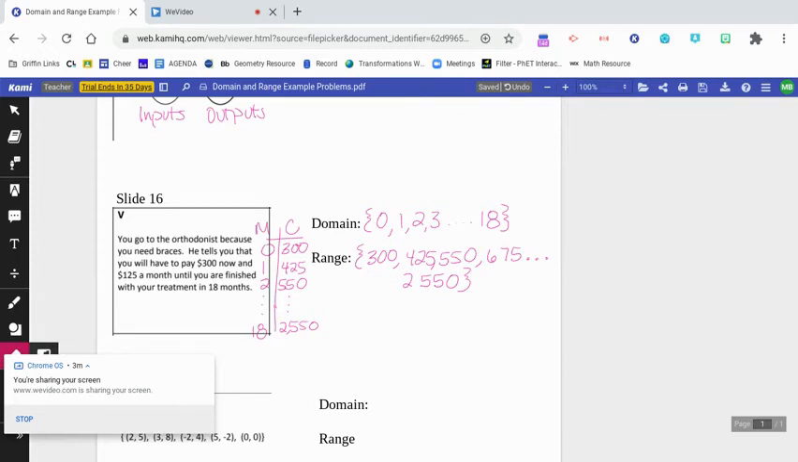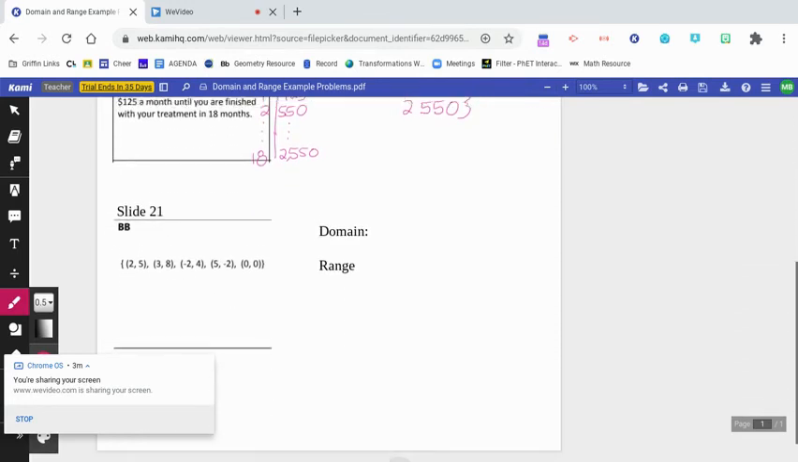So our domain would be the set of numbers 0, 1, 2, 3, going on to 18, and our range would be the set of numbers 300, 425, 550, 675, all the way up to 2,550. Now, the reason that we have to list these numbers individually is because at no point would you be spending an amount between 300 and 425. We're not including any numbers between these values. It's specifically these values. Okay.